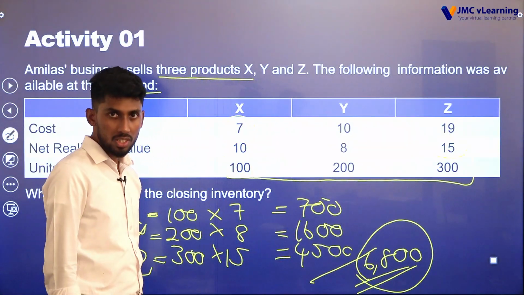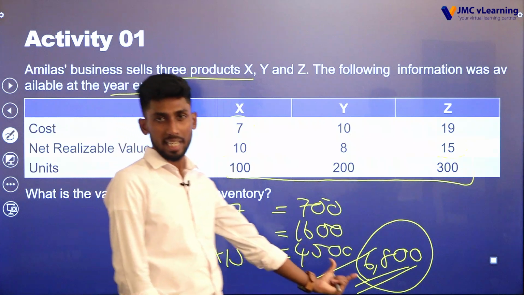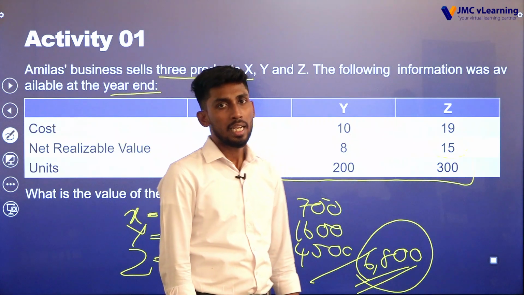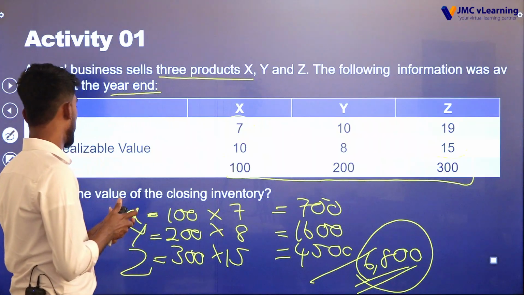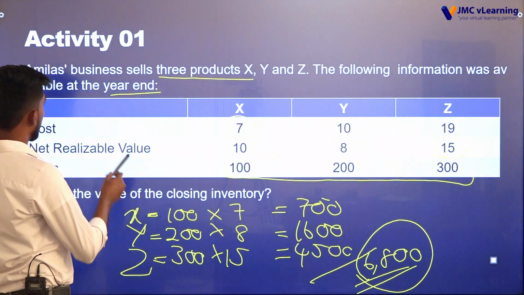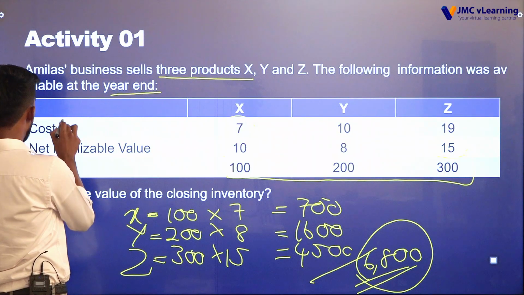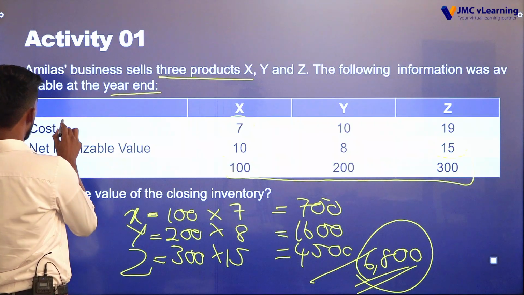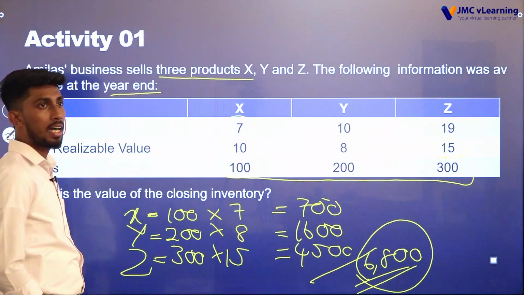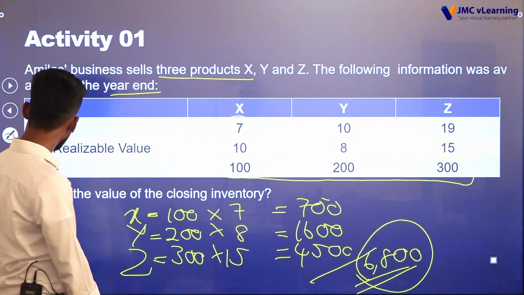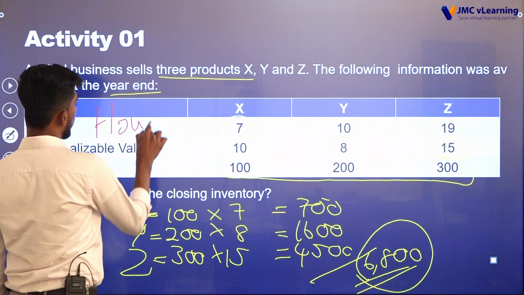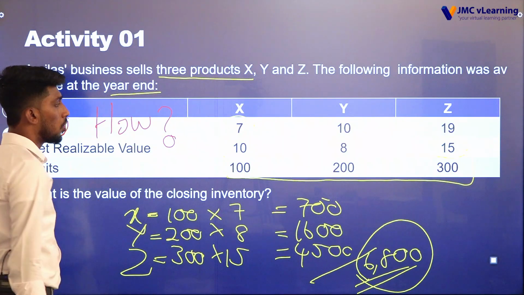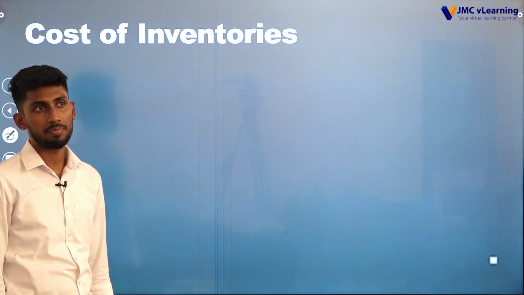After getting the answer of 6,800 as the inventory value, let's move on to how to calculate this cost. Here I have just given the cost, without saying anything. But we need to know how to calculate this cost.